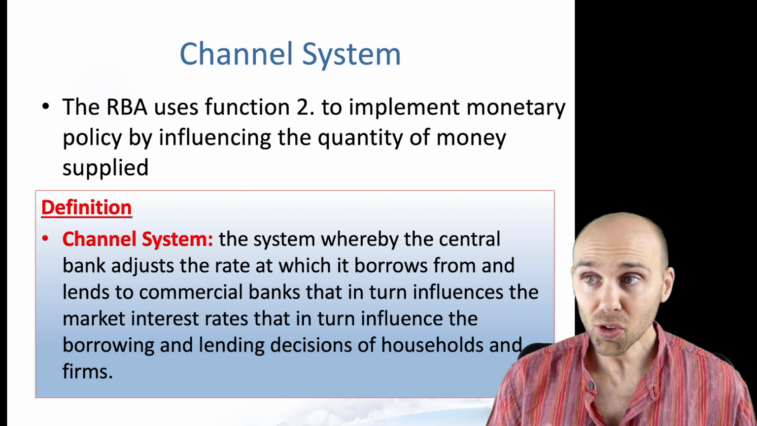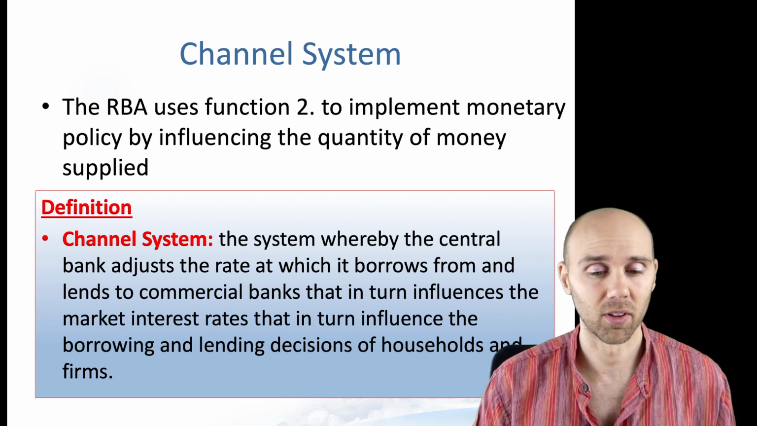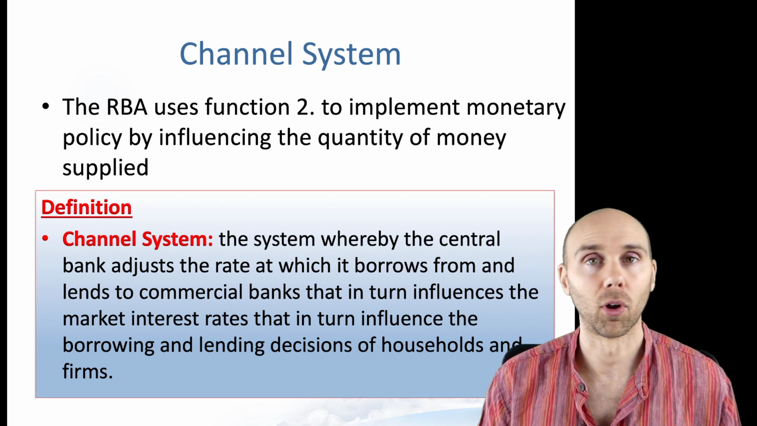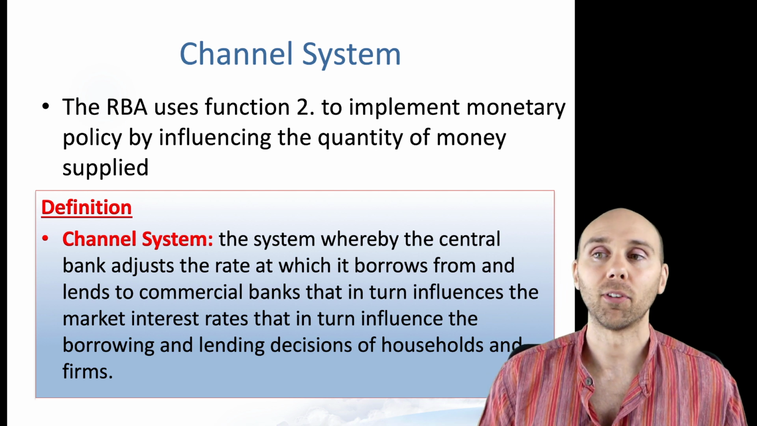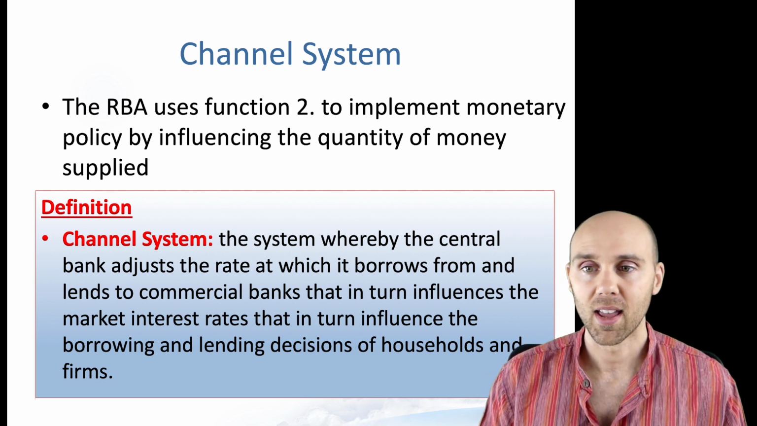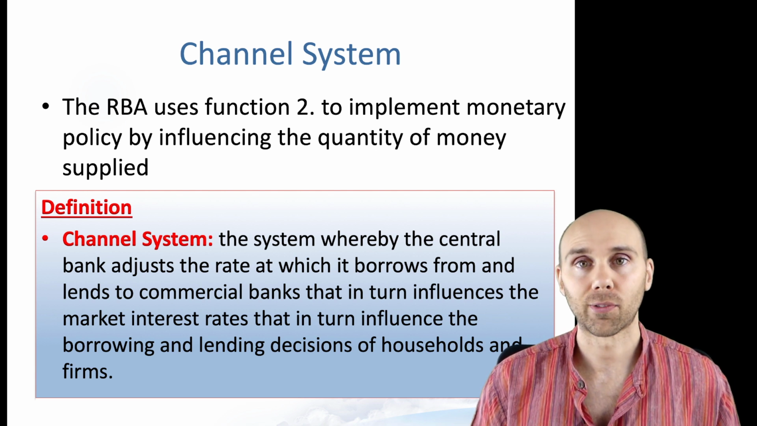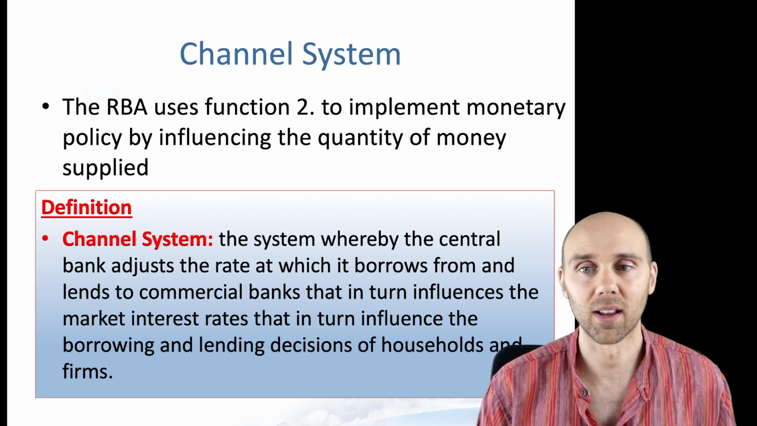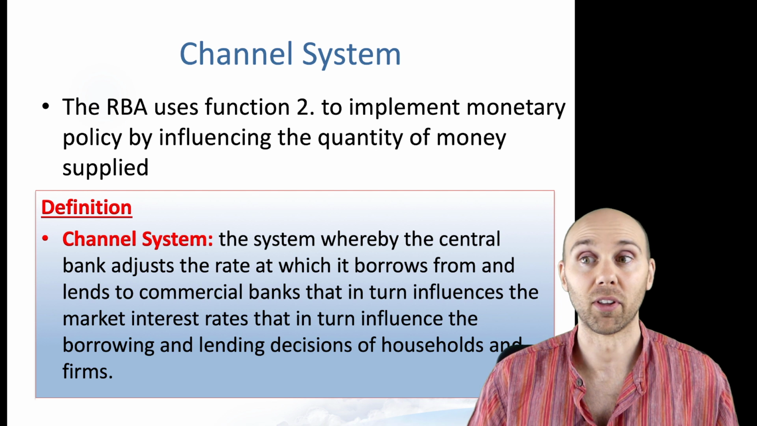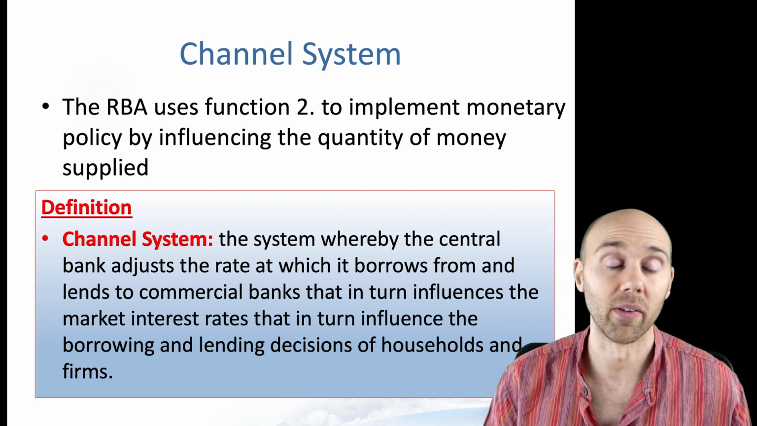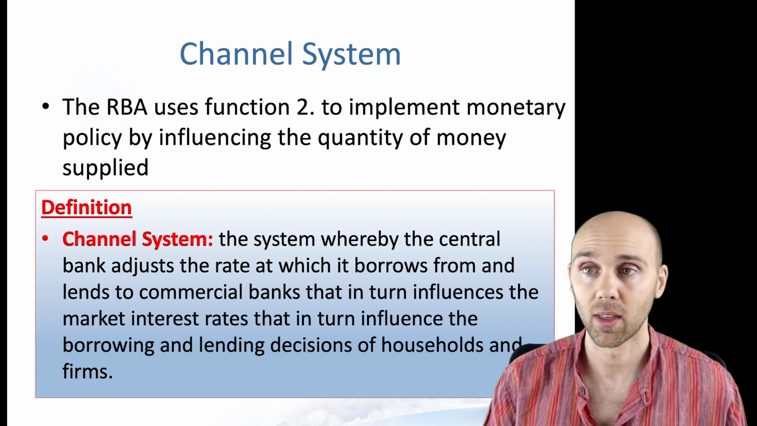So to implement monetary policy, which is the term we use for policy that's enacted by the central bank or that involves the money supply, it does this by influencing the quantity of money supplied. It's a system whereby the central bank adjusts the rate at which it borrows from and lends to the other commercial banks, that in turn influences the market interest rates, that in turn influences the rates that you and I see when we decide whether to put our money into term deposits or whether to take out loans and so forth.